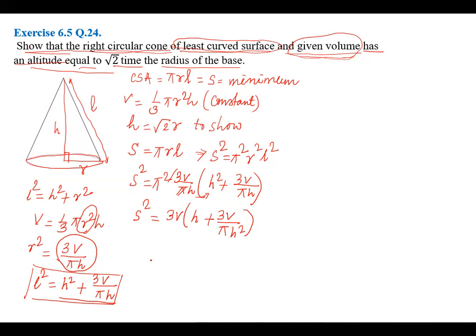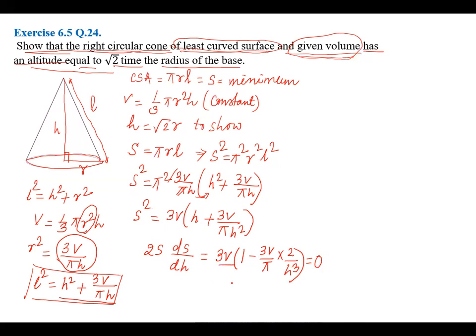Now for derivative. Derivative will be 2s ds by dh. H is the variable here. I hope you are following. I am applying the chain rule. Here 3v is constant. Derivative of h with respect to h is 1. And in this 1 by h square, minus 3v by pi is constant, and derivative of 1 by h square will be minus 2 by h cube. And this is equal to 0.